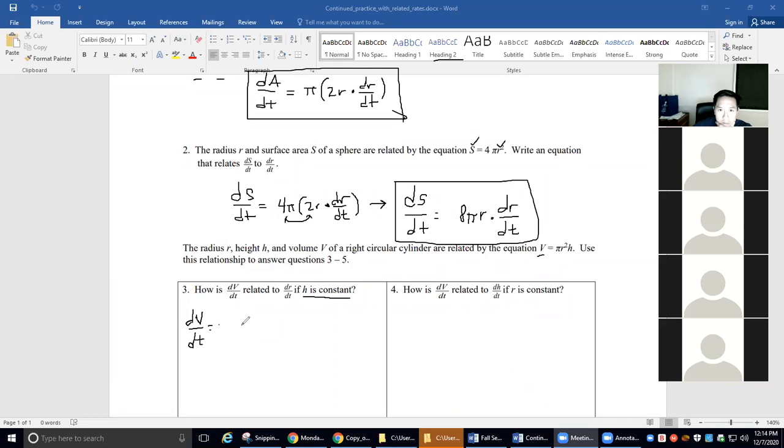That's correct, April. So to basically rearrange this, it'll be 2 pi r times dr dt, then times h. Because h is held constant. I'm not going to do anything about it.